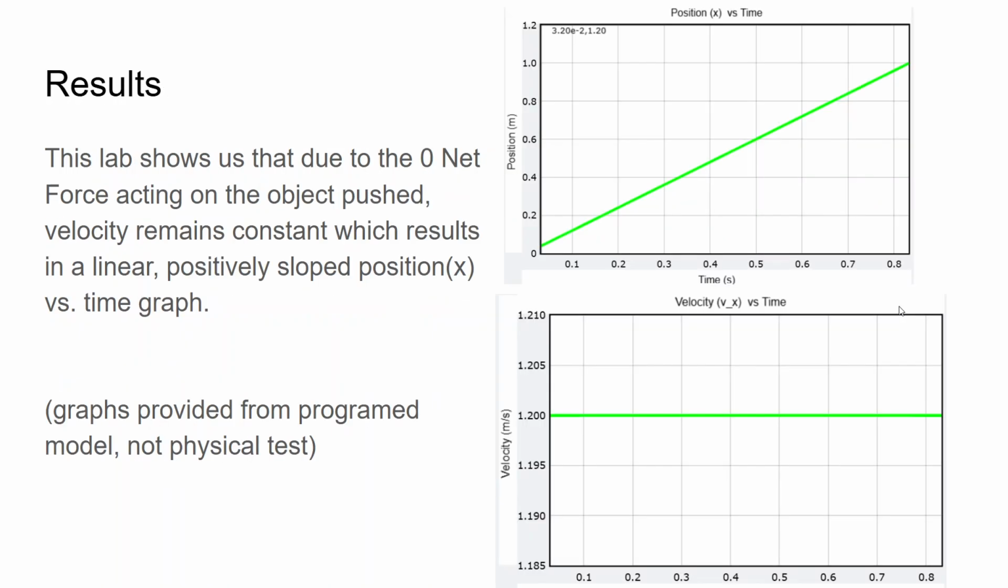The results of the lab show us that due to the zero net force acting on the object pushed, velocity remains constant, which results in a linear, positively sloped position versus time graph. These graphs were provided by the program model, not the physical test.